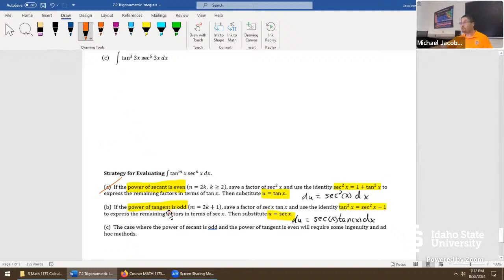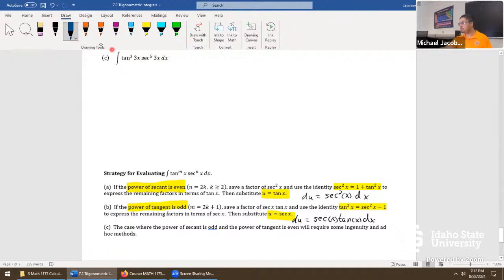Next, if your power of tangent is odd, thank goodness, then that's a substitution that will work. If the power was even right here, that's when we're doing an ad hoc method. Those are the kinds of questions that I would not put on an exam. They require way too much thinking outside of the box to fit it in a timed exam. So we're going to go with this option here.